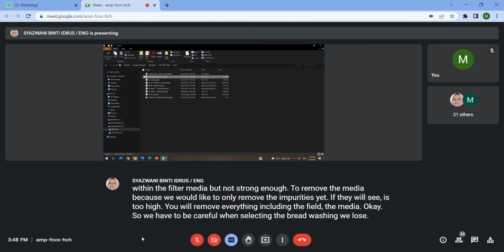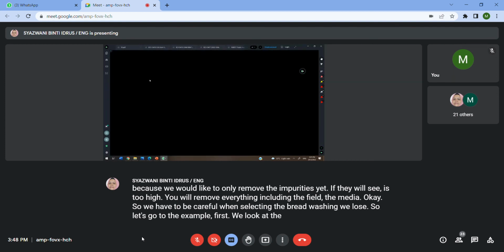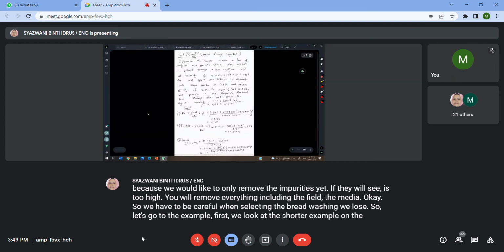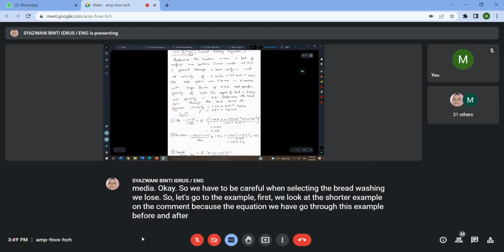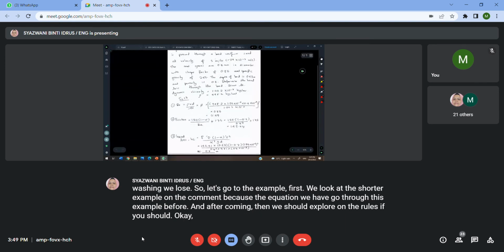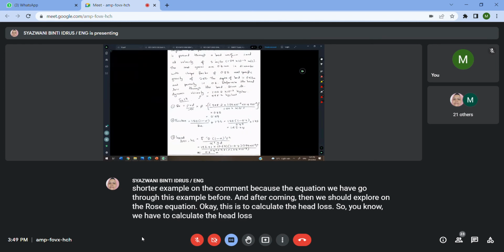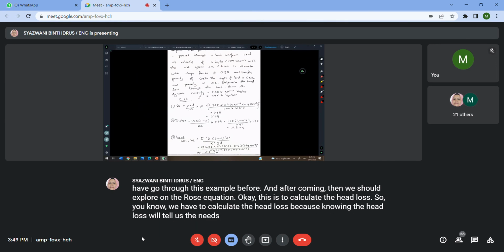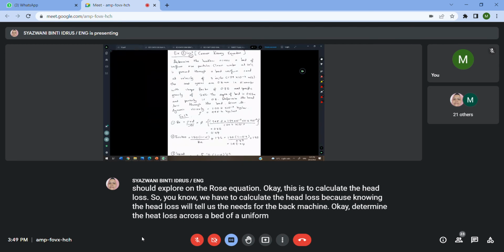Okay, so let's go to the example. First, we look at the shorter example on the Carman-Kozeny equation. We have gone through this example before, and after Carman-Kozeny, we shall explore the Rose equation. This is to calculate the head loss, because knowing the head loss will tell us the need for backwashing. Determine the head loss across a bed of uniform size particles.